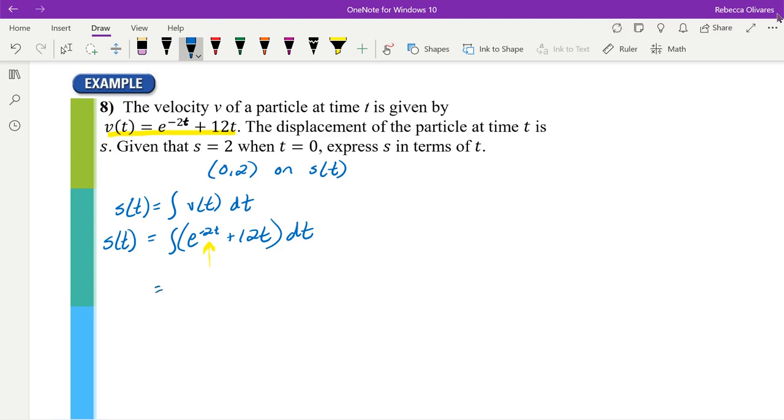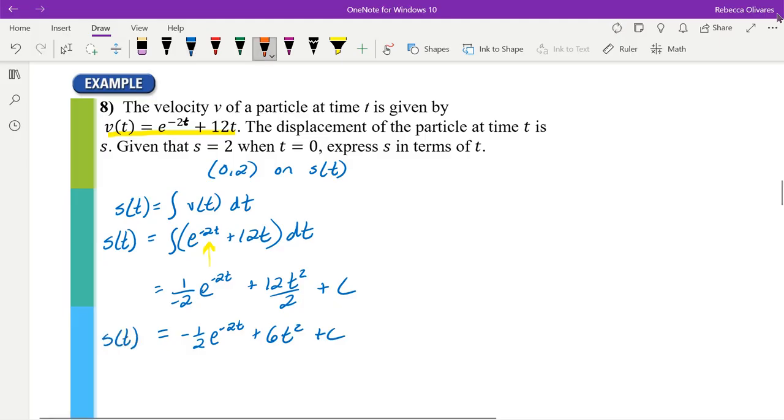So the antiderivative of that is going to be 1 over the slope, which is negative 2, and then e to the stuff, the antiderivative of e to the stuff is going to be e to the stuff. And then the antiderivative of 12t is going to be 12t squared divided by 2, and then the plus c. So just cleaning it up a little bit, we now have negative 1/2 e to the negative 2t plus 6t squared plus c. So that's our position function.